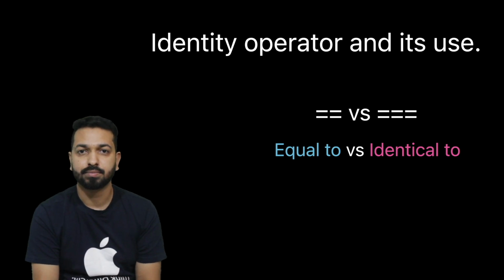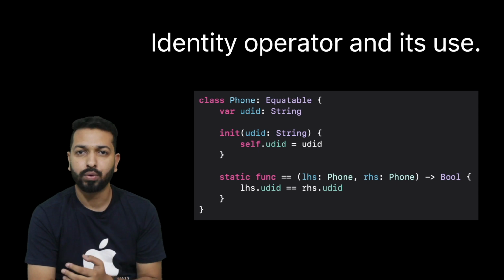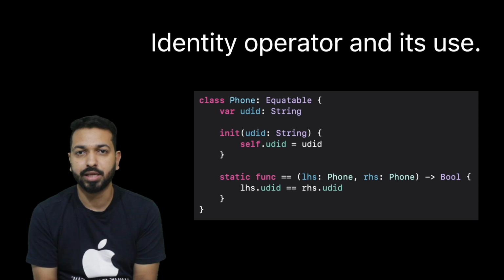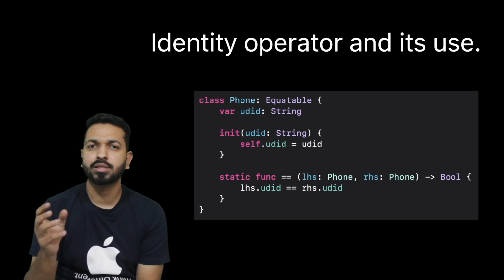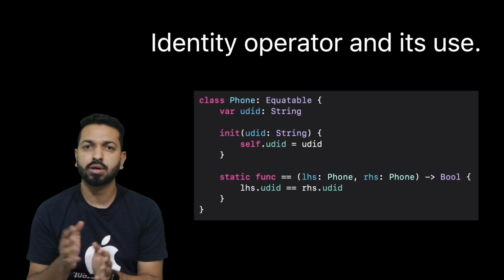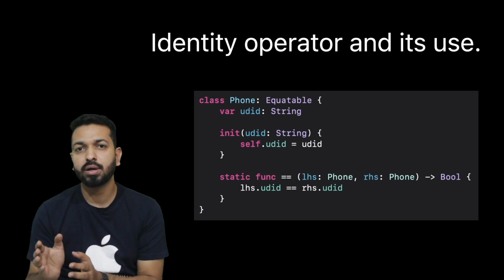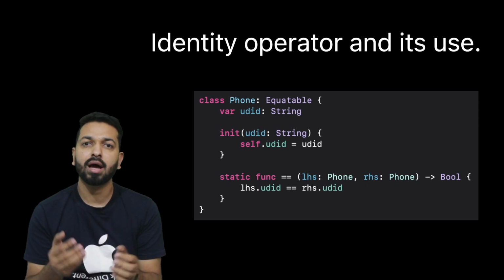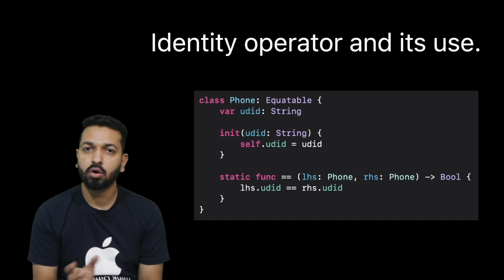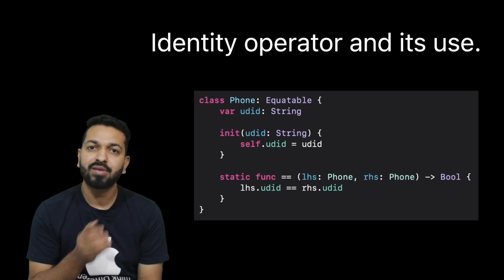Let me explain this. Assume that we have a class Phone and we are conforming to the protocol Equatable because we want to provide the behavior, the criteria for comparing the two objects. In case of integers or strings, we have double equal to implemented. But in case of our custom structs or classes, we need to conform to the protocol Equatable, override the method double equal to, and define how we want to compare two objects. So here I'm comparing the UDID of two objects, that is my two phones, to know whether they are equal or not. Now let's try this.